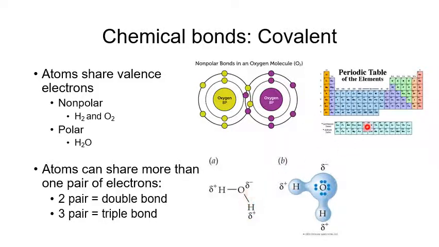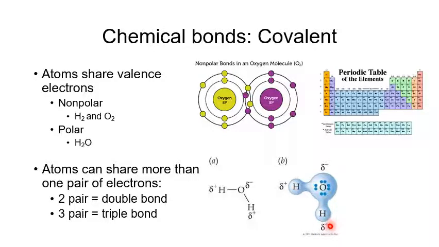How about oxygen? Oxygen needs to gain 2. So what if it shared 1 electron with 1 hydrogen and another electron with another hydrogen? So therefore, hydrogen would have 2, and oxygen would have 8, and this hydrogen would have 2.